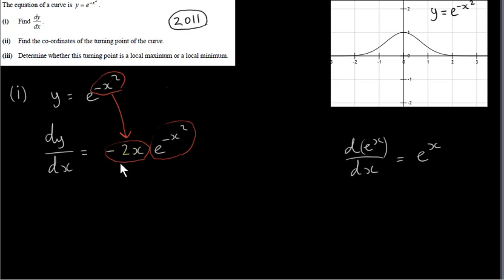So I explained that in an earlier video. Well, I explained how it works out by letting u equal minus x squared and then calculating dy du. This would be dy du here, and then du dx.